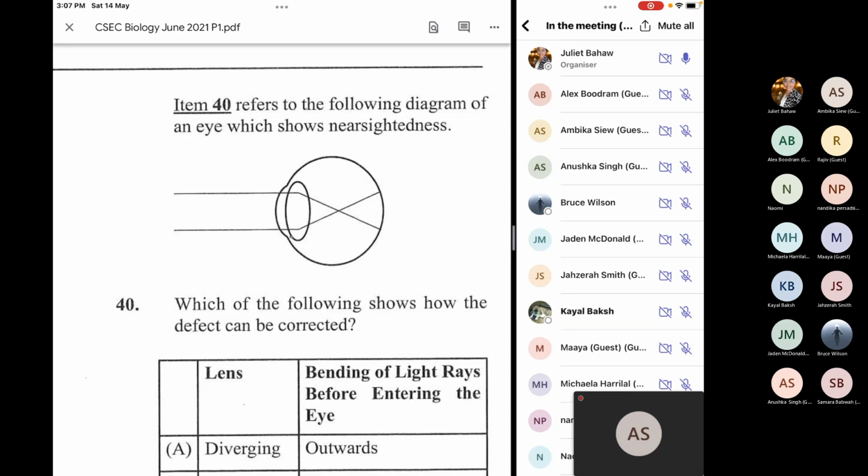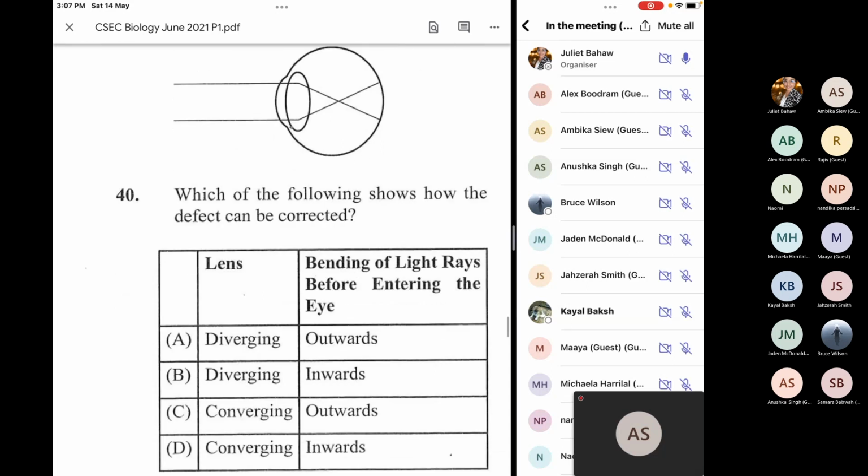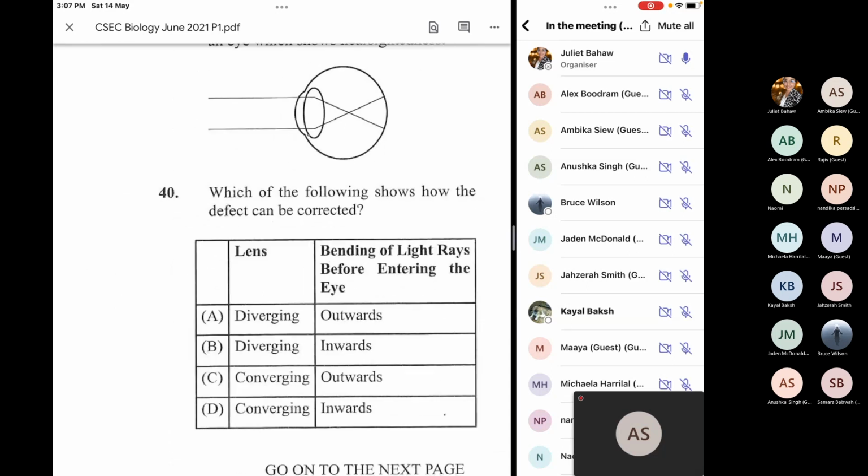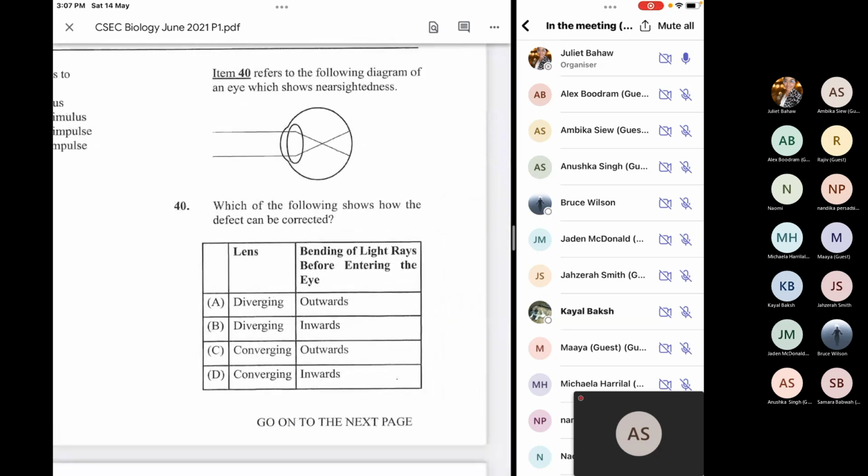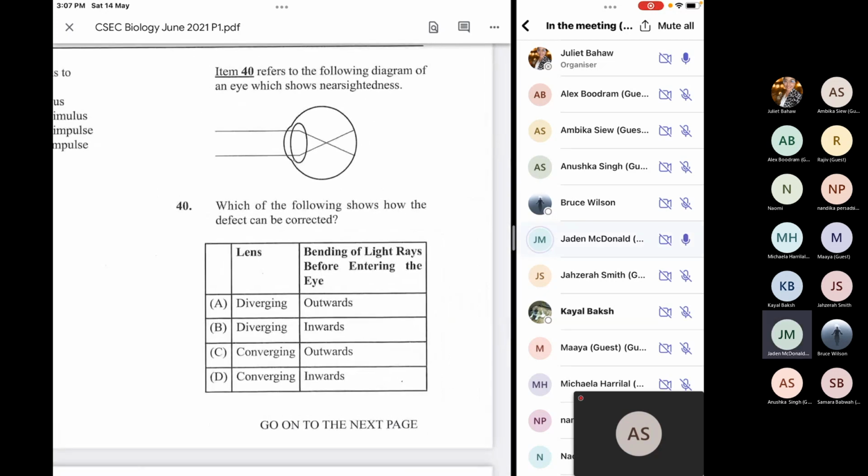So to correct nearsight, what kind of lens do you need? Concave. Concave, also known as divergent. But where is it divergent? It can't be outwards, it had to be inwards. All right. So this one is 40B.